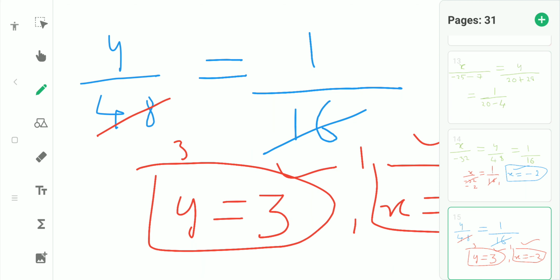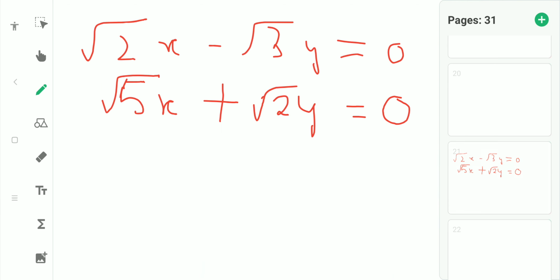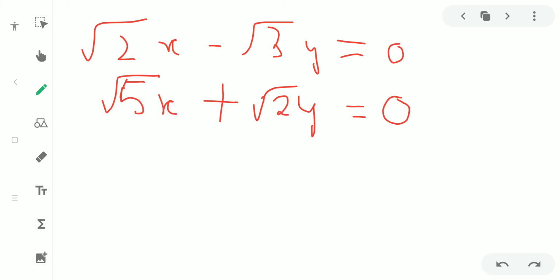So let us go into another question. The question is on your screen. That is root of 2 multiplied with x minus root of 3 multiplied with y is equal to 0. That is nothing but our first equation. And the second equation is root of 5 multiplied with x plus root of 2 multiplied with y is equal to 0.